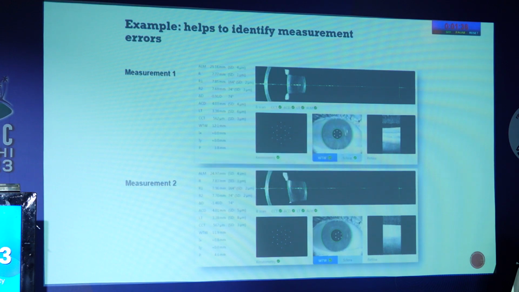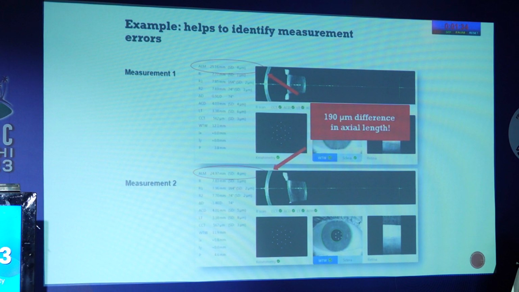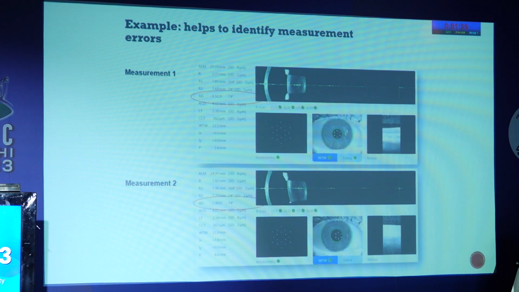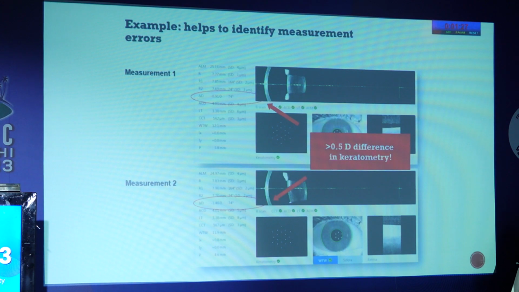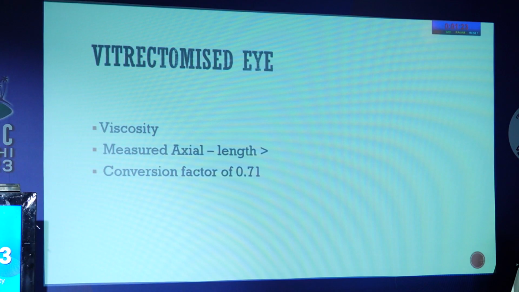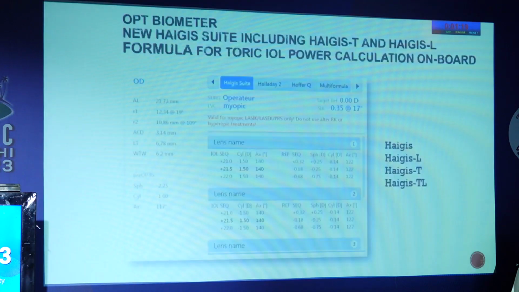Poor fixation because the foveal pit is not visible. 190 micron difference in the axial length, so we need to repeat in such cases. And more than 0.5 diopter difference in keratometry. Again, we need to repeat it. In vitrectomized eyes, there is no use of the conversion factor in the IOL Master.